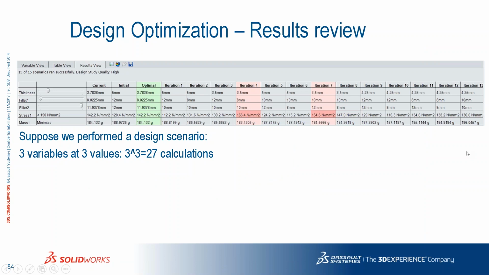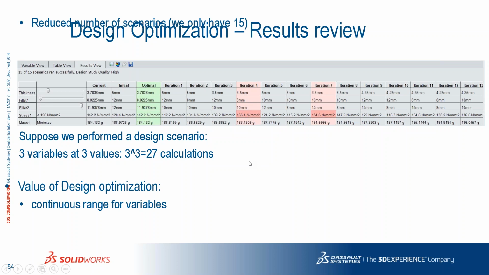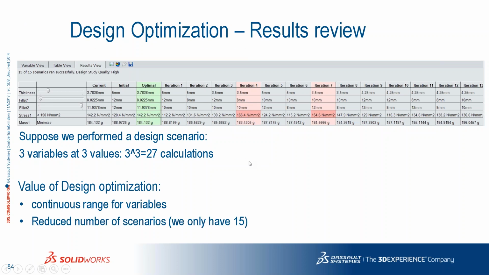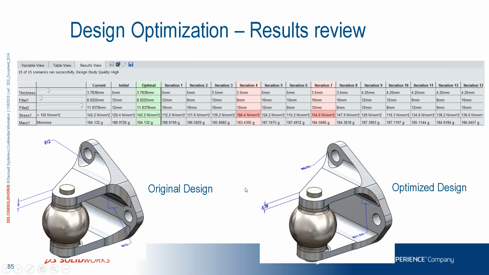This is the table, and we saved a lot of time, because if we had the 3 variables and 3 values, it would have been 27 calculations. While now, by using a range, the software only studied 15 cases. The more variables you have, the more value is in this design of experiment approach. And finally, it was the software to tell us the optimal solution.